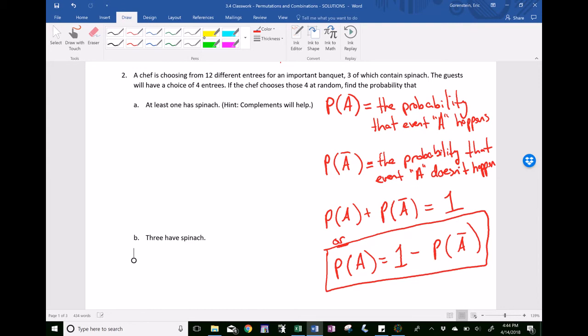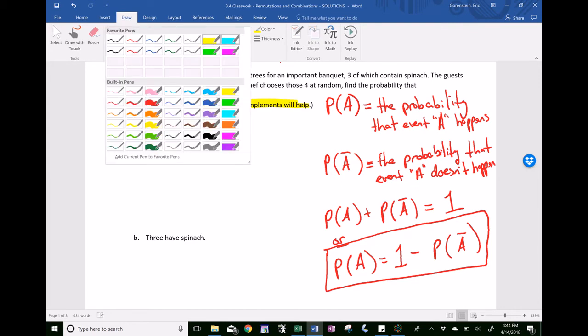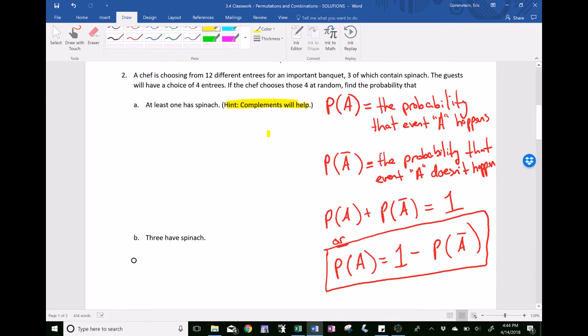Now, I want to focus on my hint here just for a little bit. Where I say complements will help. We're using a capital letter to represent an event. In this case, our event is at least one dish has spinach. More specifically, our event A is 1 or 2 or 3 have spinach. At least one means 1 or more, and there's a total of 3 with spinach.